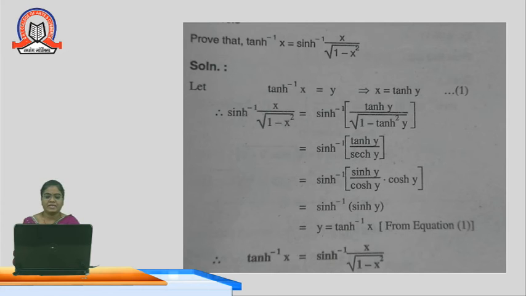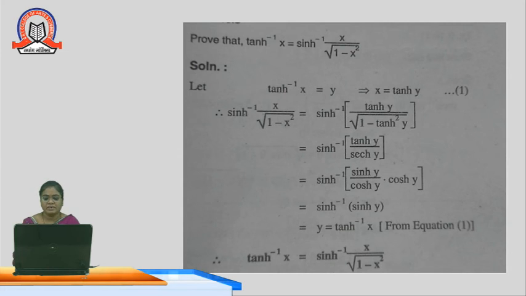Next problem, prove that tanh⁻¹ x equals sinh⁻¹ (x/√(1 minus x²)). Let tanh⁻¹ x equal y, taking the assumption x equal to tanh y. Substituting in the expression sinh⁻¹ (x times 1 upon root of 1 minus x²), putting the x value as tanh y, we get sinh⁻¹ (tanh y upon root of 1 minus tanh² y). 1 minus tanh² y equals sech² y. So, taking the root of sech² y, we get sech y.